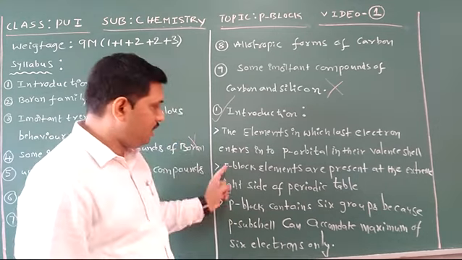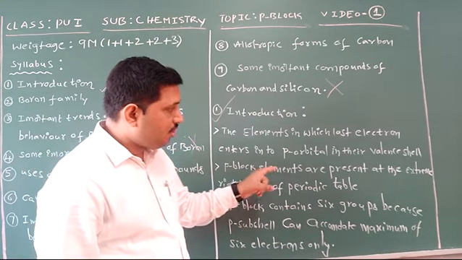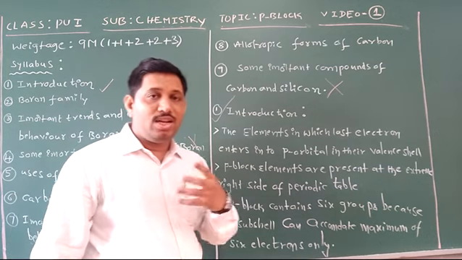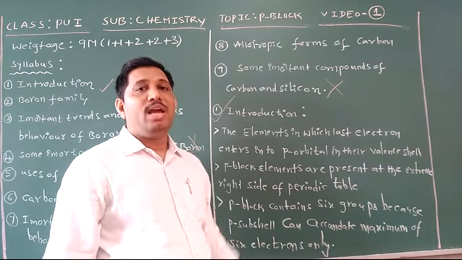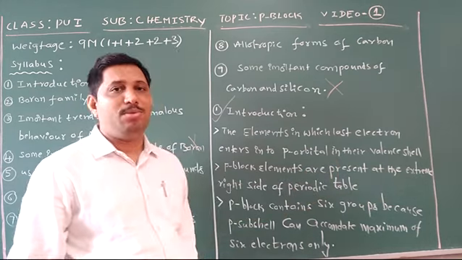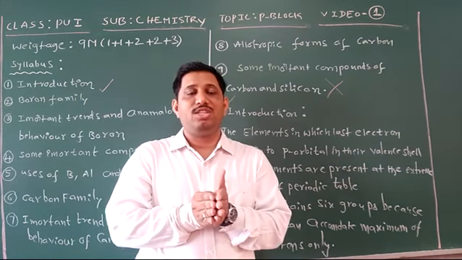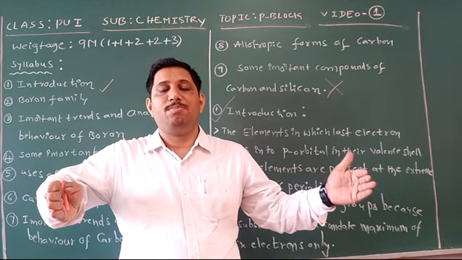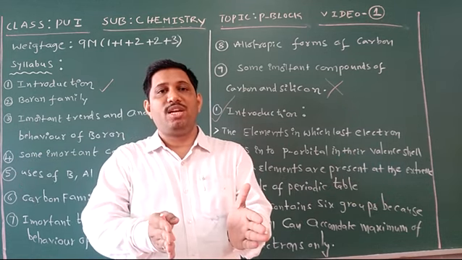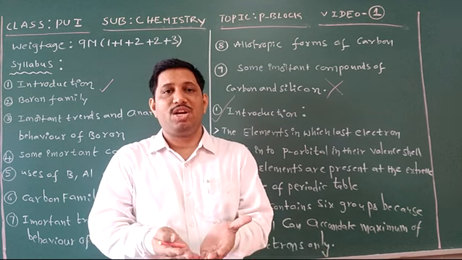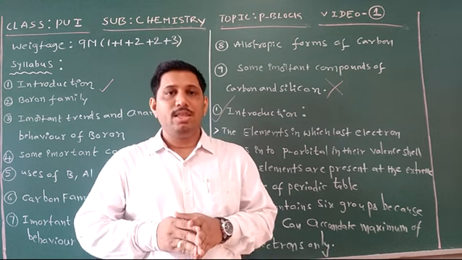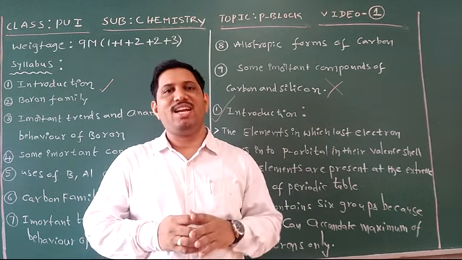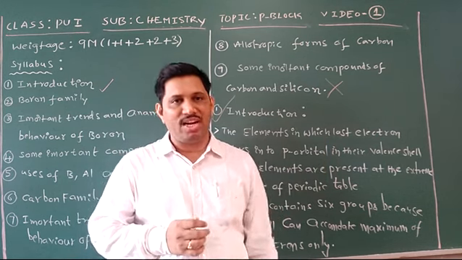Next, students, P block elements are present on the extreme right side of the periodic table. We know that. Observe the structure of the periodic table. On the extreme left side are S block elements, on the extreme right side are P block elements, in the middle of the periodic table are D block elements, and at the bottom of the periodic table F block elements are present.